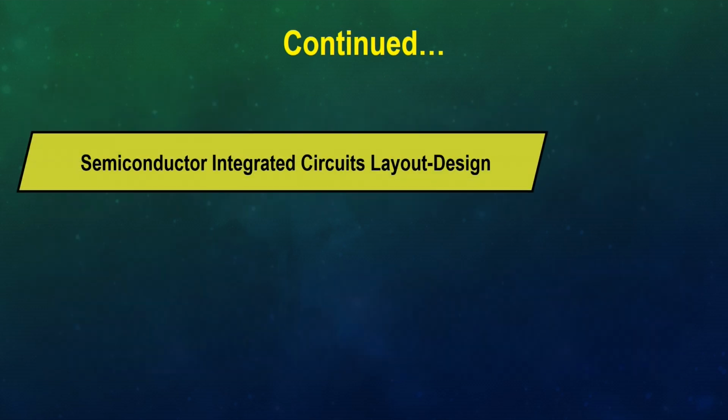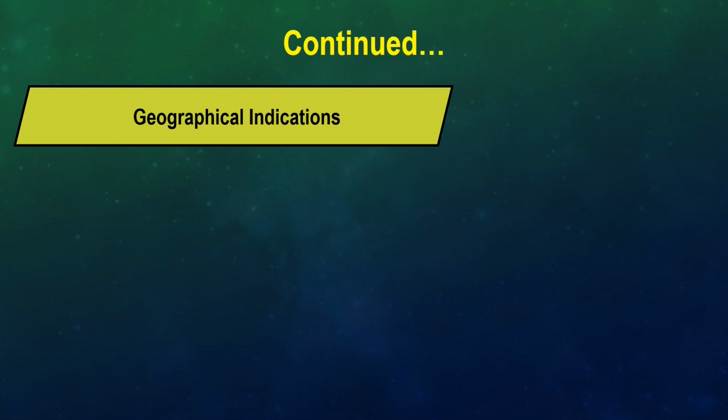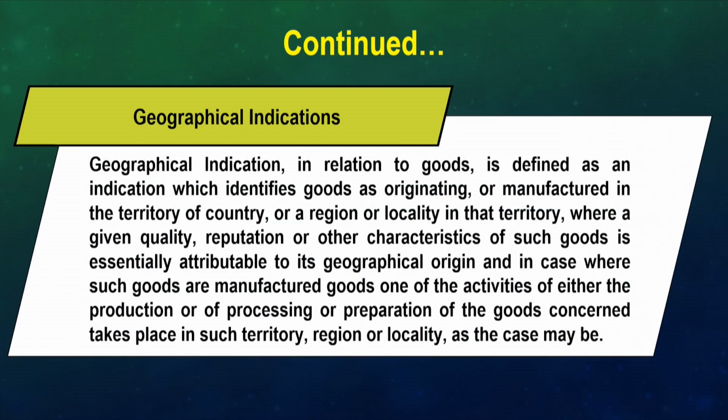Semiconductor integrated circuits layout design. Layout design refers to the layout of transistors and other circuitry elements and includes lead wires connecting such elements and expressed in any manner in a semiconductor integrated circuit. Next one is geographical indication. Geographical indication in relation to goods is defined as an indication which identifies goods as originating or manufactured in the territory of a country or a region or locality in that territory, where a given quality, reputation or other characteristic of such goods is essentially attributable to its geographical origin, and in case such goods are manufactured goods, one of the activities of either the production or processing or preparation of the goods concerned takes place in such territory, region or locality, as the case may be.